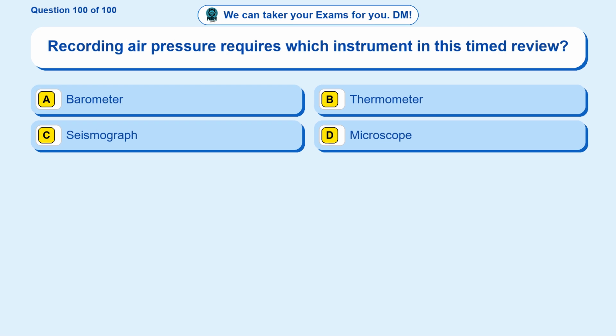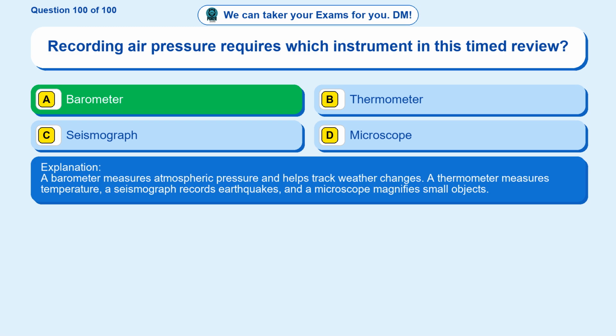Question 100. Recording air pressure requires which instrument in this timed review? Option A, barometer. Option B, thermometer. Option C, seismograph. Option D, microscope. The correct answer is option A. Barometer. A barometer measures atmospheric pressure and helps track weather changes. A thermometer measures temperature, a seismograph records earthquakes, and a microscope magnifies small objects.